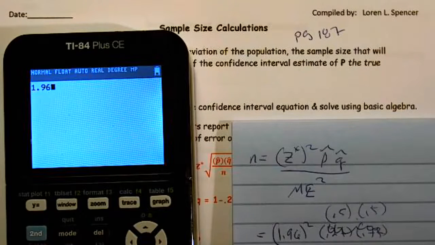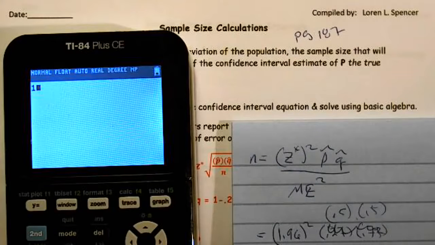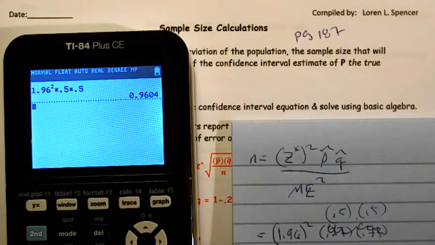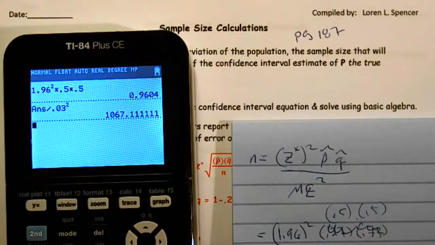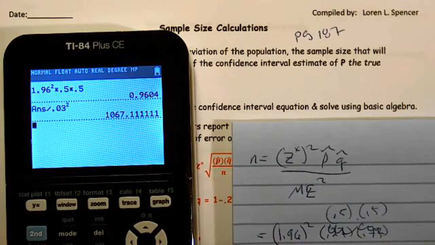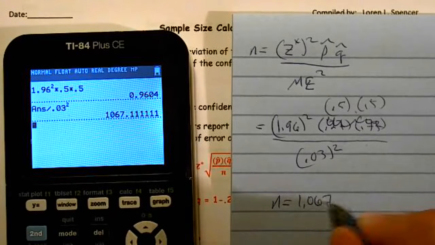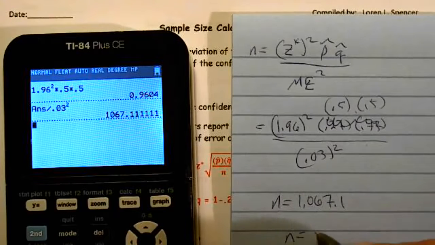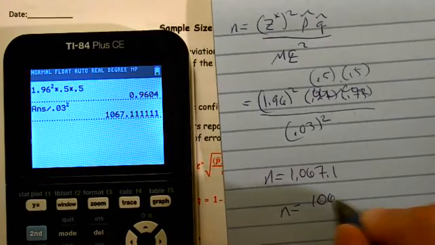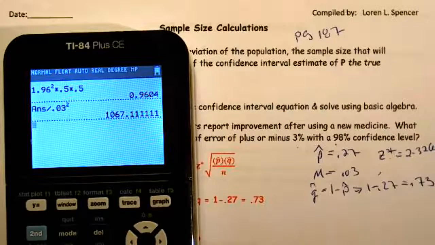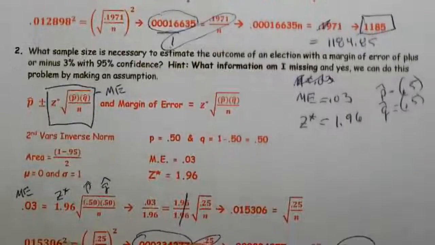So 1.96 squared times 0.5 times 0.5 divided by 0.03 squared. 1067.1. So n equals 1068. All right. And that's what we had written down previously.